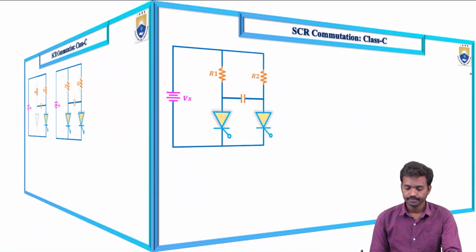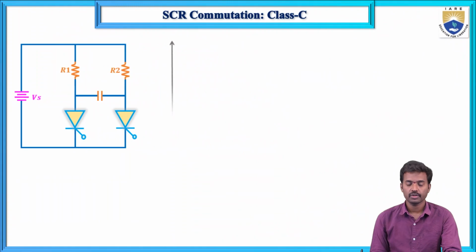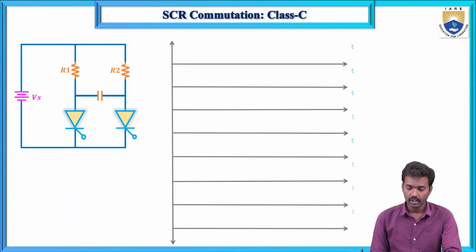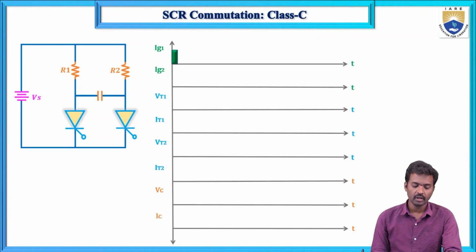Now the waveforms. So what are the waveforms here? Here I am plotting these waveforms: first IG1, IG2, VT1, IT1, VT2, IT2, VC, IC. Now first I am turning on T1.